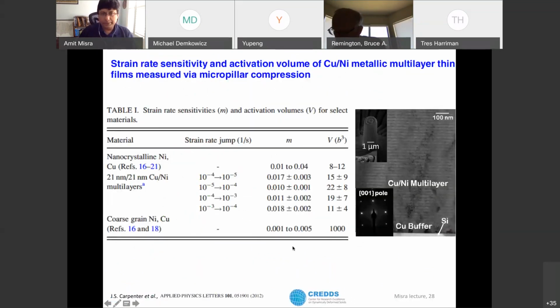Yep. Generally, that is for FCC materials. The common range would be maybe up to 0.1, and even 0.1 would be rare. It also depends on the temperature. If you measure at higher temperature, you might see higher values. I showed earlier that in some materials at elevated temperature, M could be as high as 0.5 or even higher, where you get superplastic deformation. But at room temperature, the typical range will be less than 0.1.